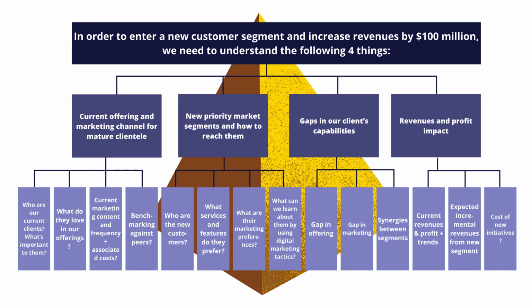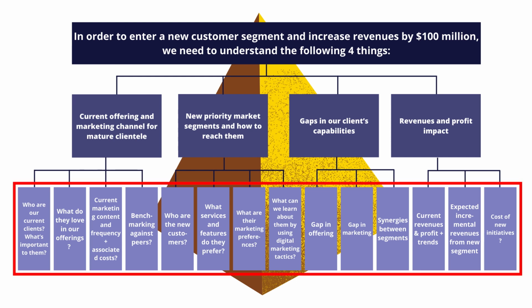Finally, you move on to what you will need to back up every one of these points, the third level of the pyramid. So, in order to understand who our current customers are, I would like to know who they are: age, income, etc. What they like about our offering, how we are currently reaching them, and how much that costs, as well as benchmark those costs against our competitors. Then, I want to understand how that is different from our new priority segment. I would like to understand who they are as well, the kind of offering they might like. Their travel preferences might be different from our current customer, as well as the type of marketing that is most likely to work with them. I also wonder what we can learn about them through digital marketing.